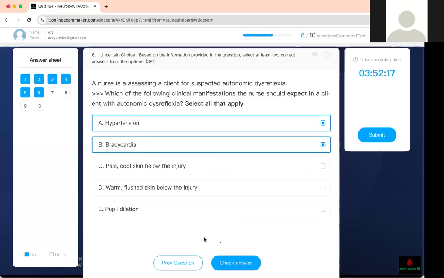I told you the skin above the area of the injury, above T5, is going to get warm. The skin below is going to get cold because there are no nerves going there anymore to stimulate it, right? So that's why you don't feel too much. So pale skin below the injury. Warm flushed skin below the injury never happens because there's no nerves going there. Pupillary dilation, no, this is not the brain injury problem.